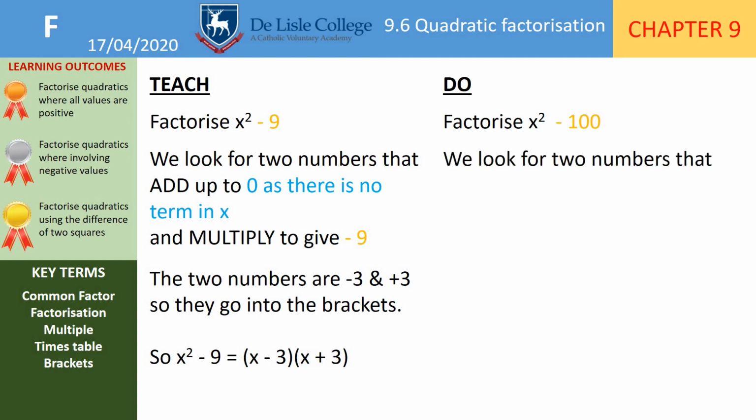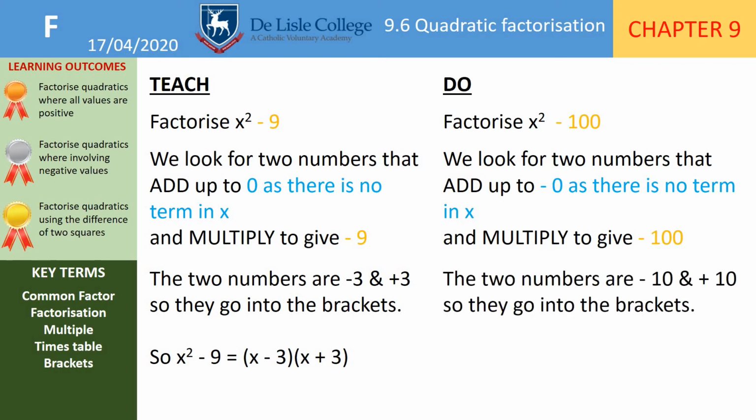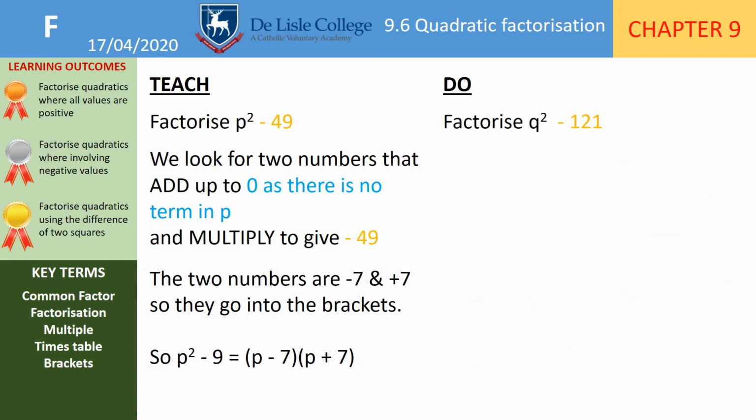Factorising x squared minus 100, we look for two numbers that add up to 0 because there's no term in x, and multiplied together to give us minus 100. Remember, we're also talking about the square root of 100, so we're thinking about minus 10 and plus 10, so they go in the brackets. So x squared minus 100 is x minus 10 and x plus 10.